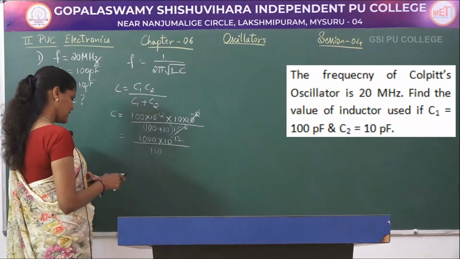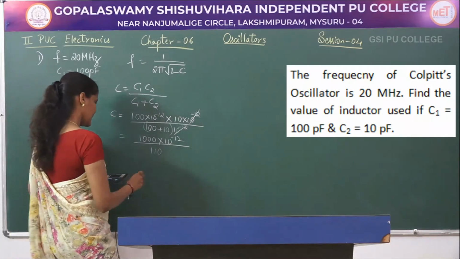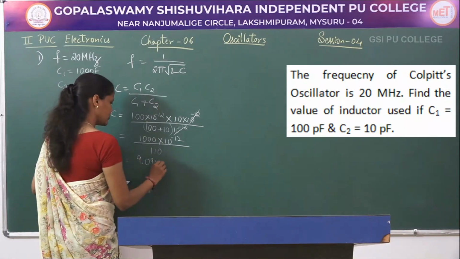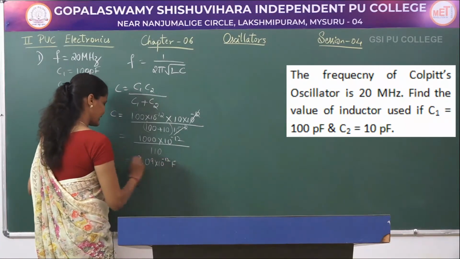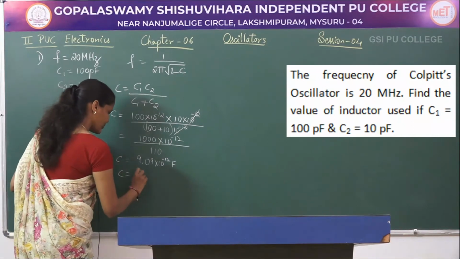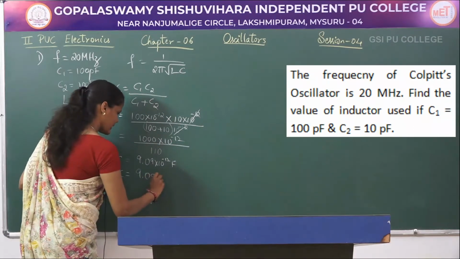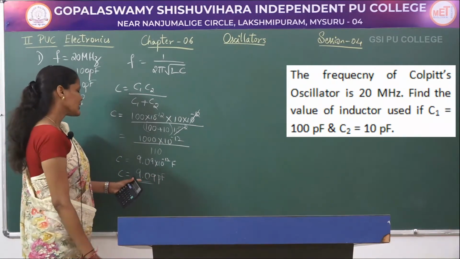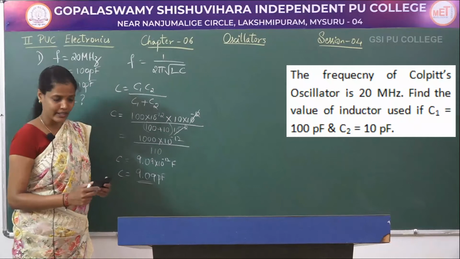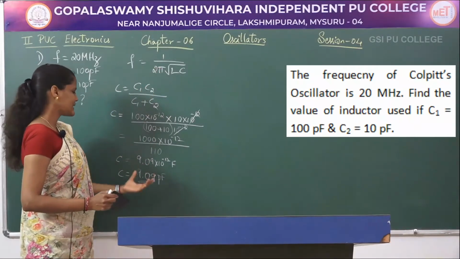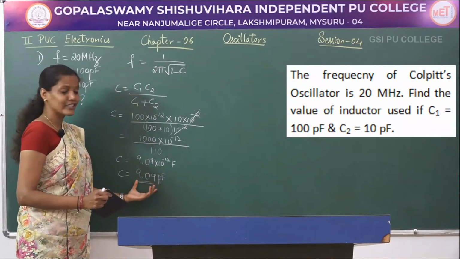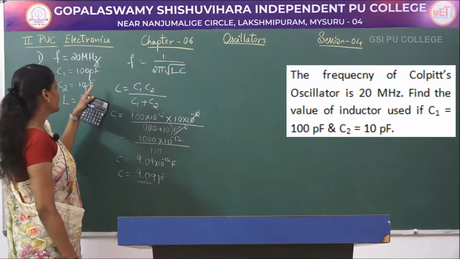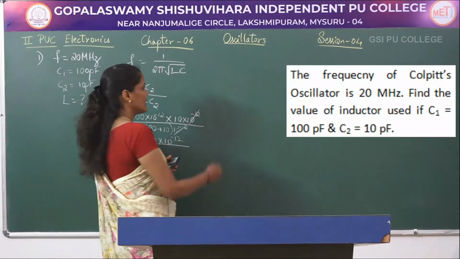So, 1000 divided by 110 gives me 9.09 into 10 to the power of minus 12 farad, or C is equal to 9.09 picofarad, small letter p and capital letter F. So, C value is 9.09 picofarad. In this formula, let us substitute the C value as 9.09 picofarad, F value as 20 mega, and let us find out the L value.